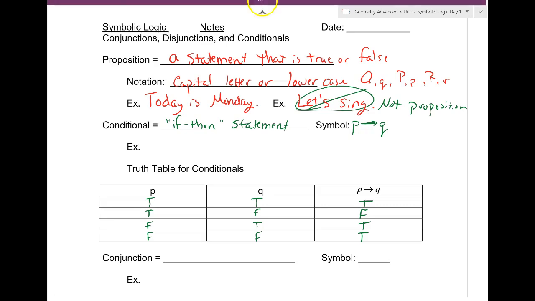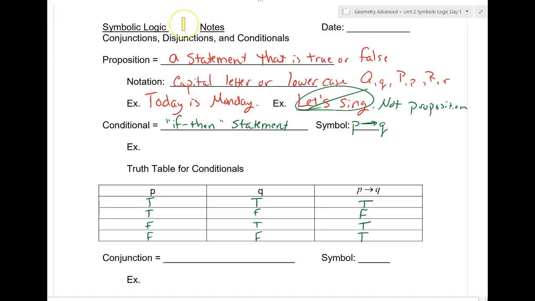So guys, I'm going to highlight this because this is the most important thing to remember. When we're doing validity of things, you need to know the only time that a conditional statement is false is if you have a true hypothesis and a false conclusion. It's the only time.